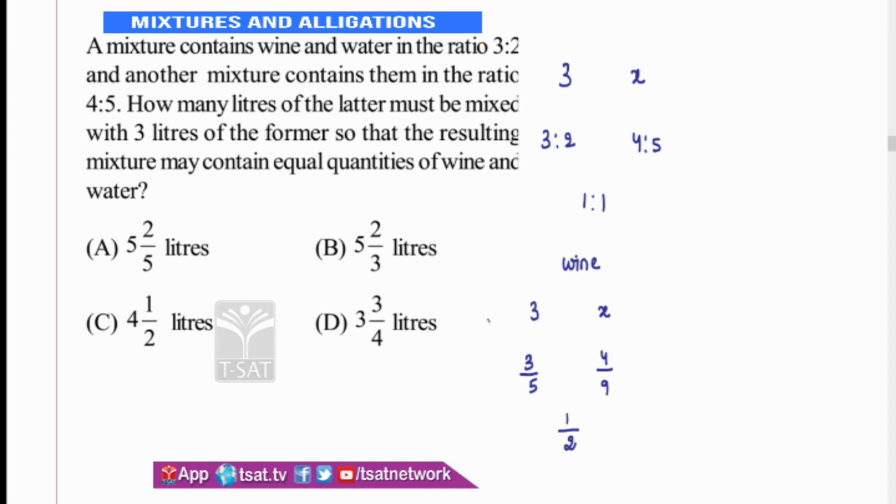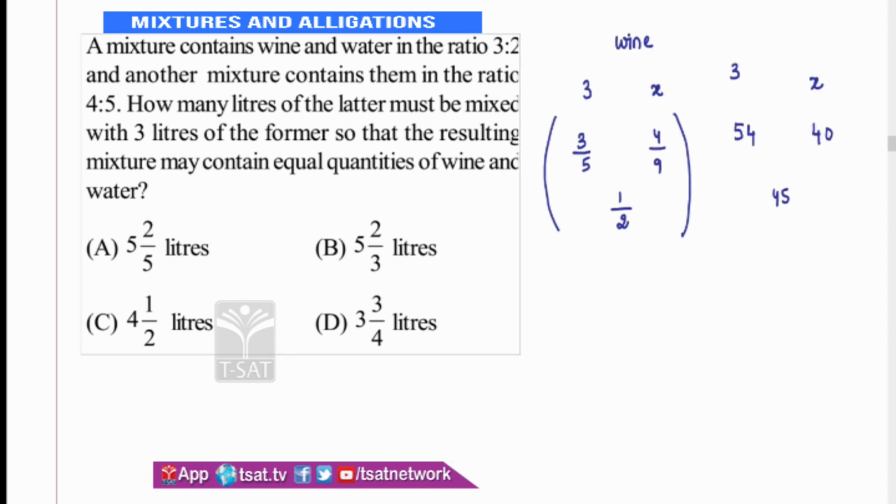Suppose I multiply by 5 into 2 into 9. This becomes what? 5 cancels, 18 3s are 54. 9 cancels, 5 2s are 10, so it is 40, and this one is 45. Now 3 and x. The formula says n1 d1, that is 3 into the difference between them, which is 9, equals x into the difference between them, which is 5.